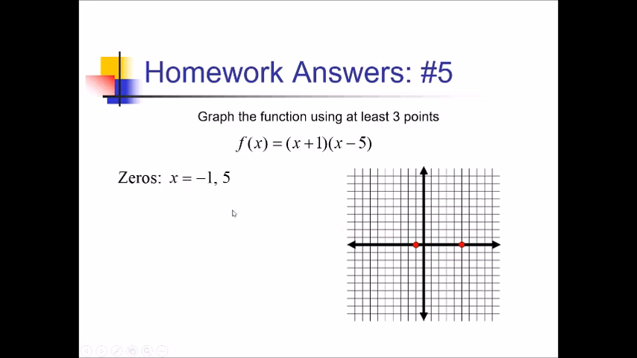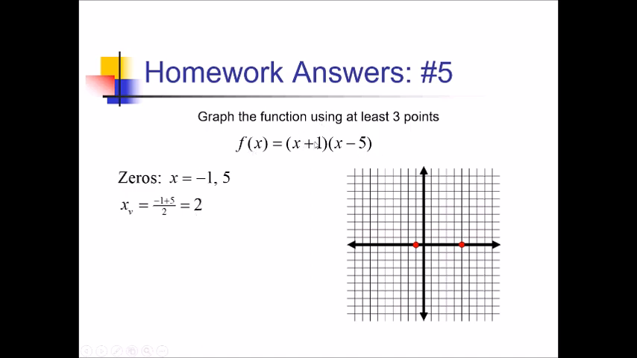Now we're just going to figure out what the vertex ought to be. To do that, we're going to average the zeros together because the vertex has to be halfway between the zeros. So we have -1 plus 5 over 2. That's 4 over 2, which is just 2. That then is the x value of our vertex. To find the y value, we're going to plug that back into the original formula.